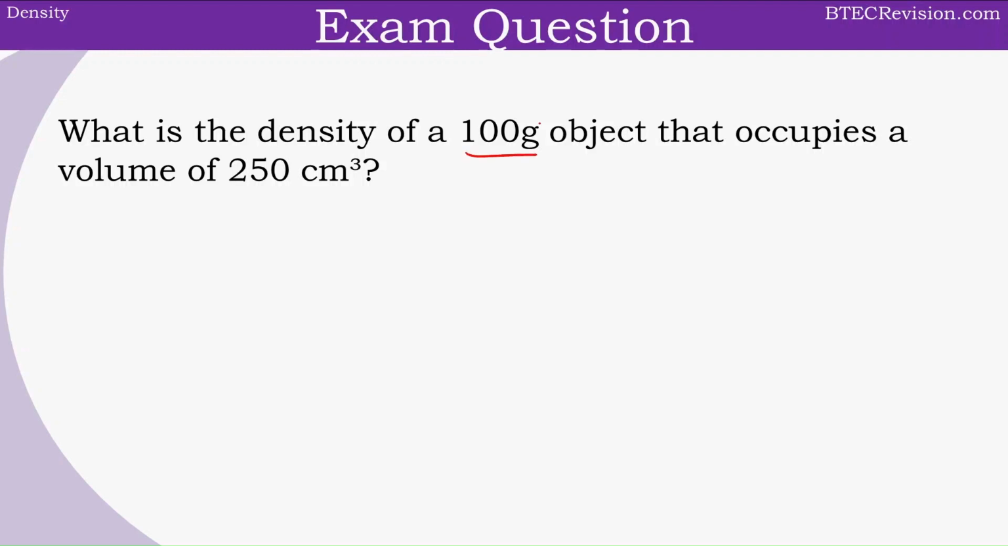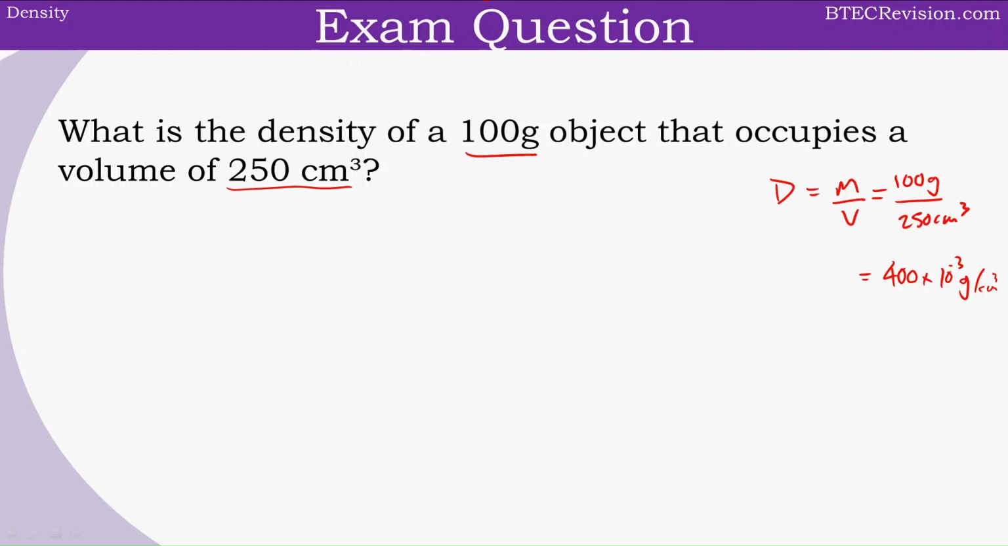The first thing we should know is that the mass is in grams and the volume is in centimeter cubed. So what we could do is write down the equation, density equals mass divided by volume. If we just plug these values in, 100 grams and 250 centimeter cubed, that gives us a value of 400 times 10 to the negative 3 grams per centimeter cubed.